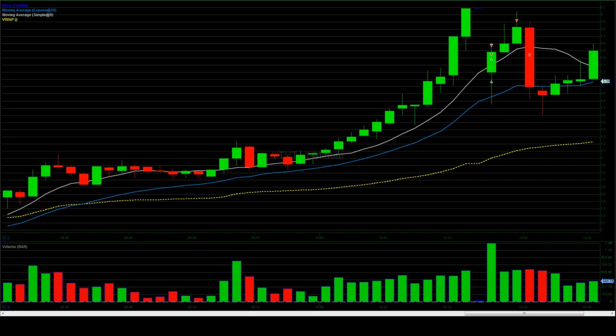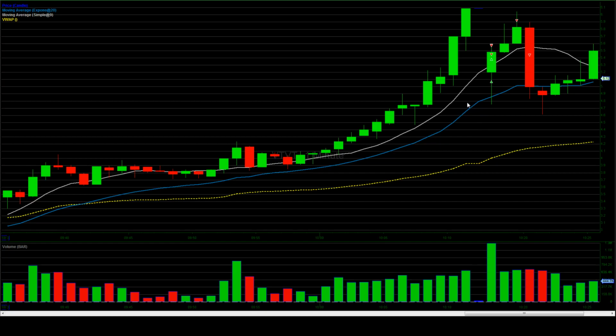I either wait for a pullback to jump in on the first 1 minute candle to make a new high. If that was the case, I would wait for this candle to happen, and then I would have jumped in here at 560. Or I buy the dip.